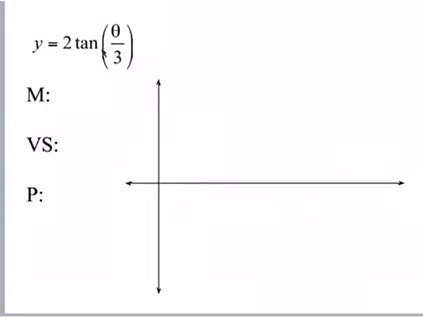So we are going to graph this. First thing is we want the midline. There is no number added at the end, so my midline is simply going to be y equals 0.